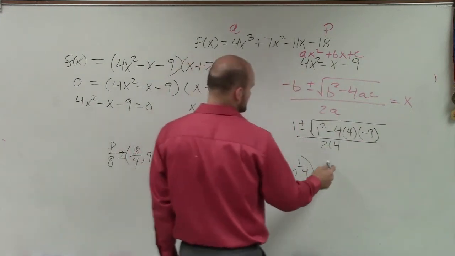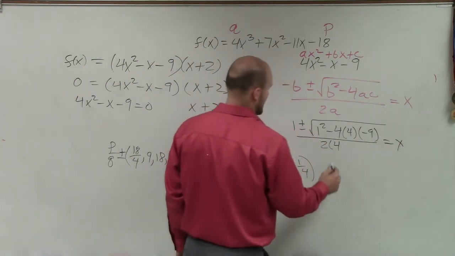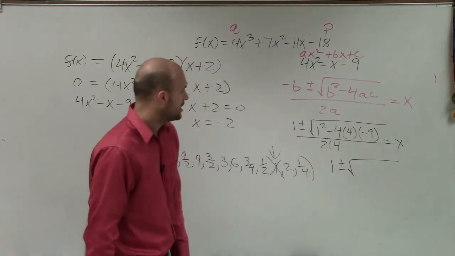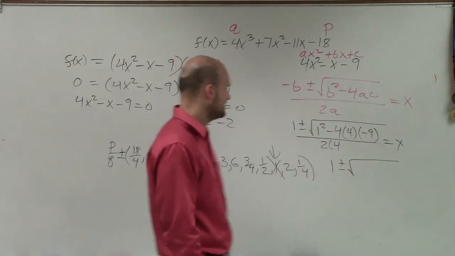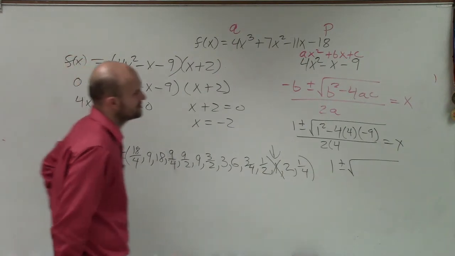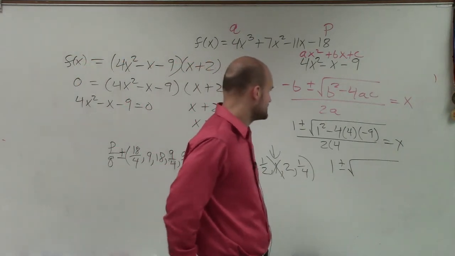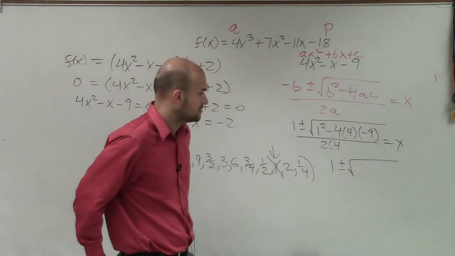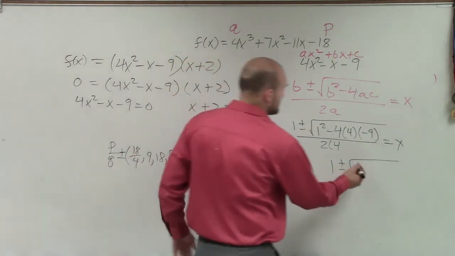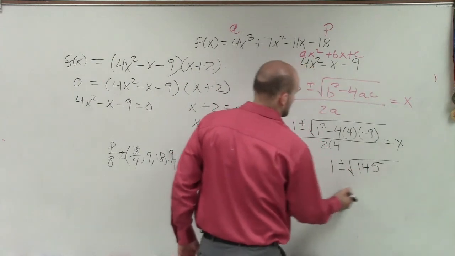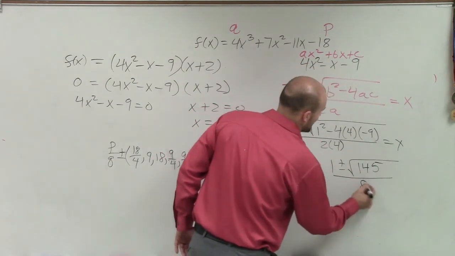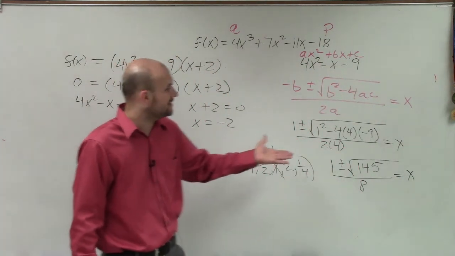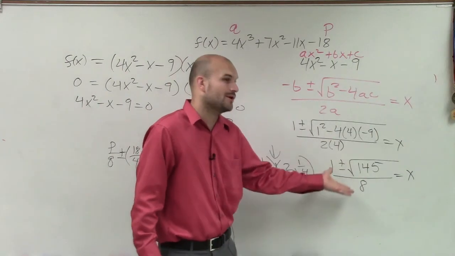Well, when simplifying this, that equals x. We have 1 plus or minus the square root of 1 plus, let's do, that's going to be 16. Oh no, let's do 4 times 9 would be 36. Times 4 would be 144. Yep, and then plus 1, so that's going to be 145, divided by 8 equals x.